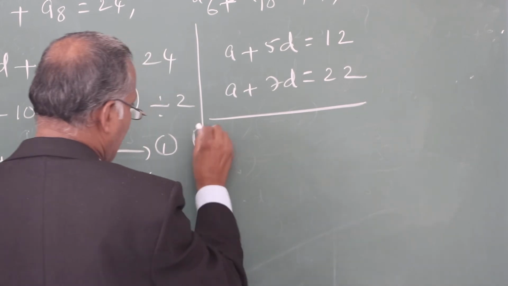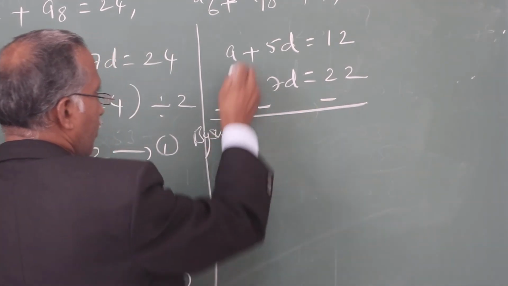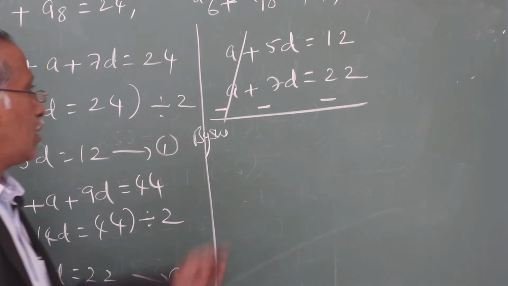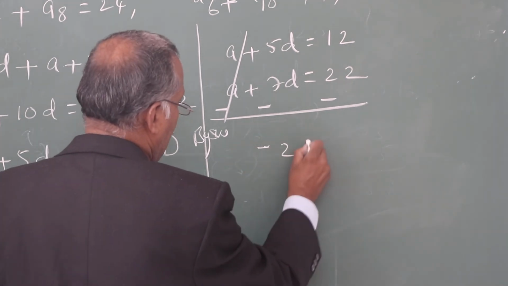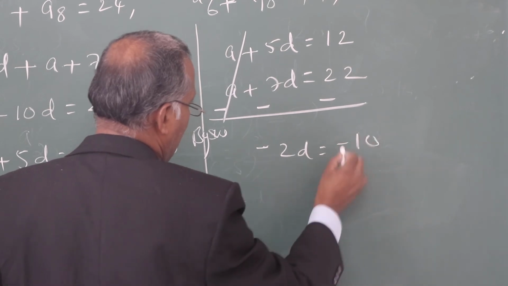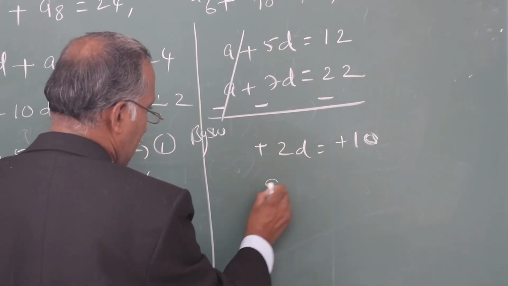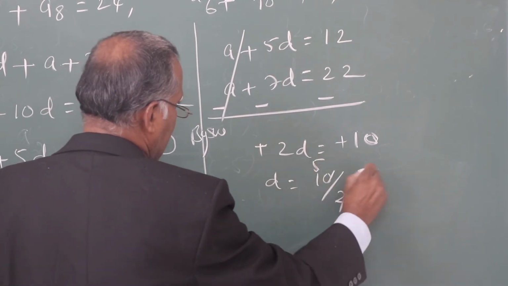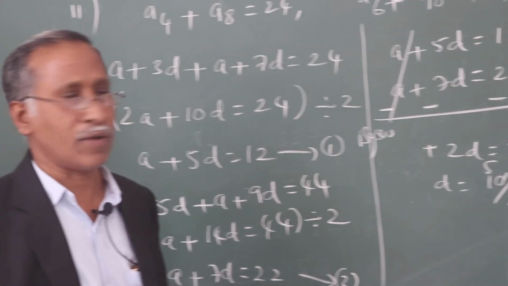By subtracting, plus a and minus a get simplified. Minus 7d plus 5d is minus 2d, minus 22 plus 12 is minus 10. Simplify, negation on both sides. Then d is equal to 10 by 2, 2 fives are 10, so d is 5. Then the common difference, I got it as 5.